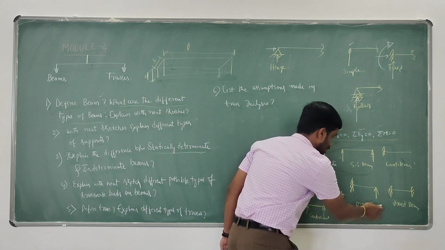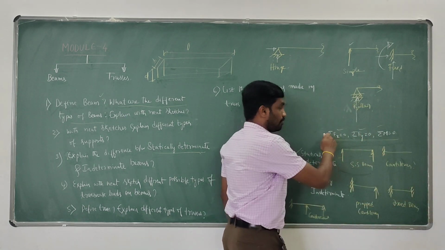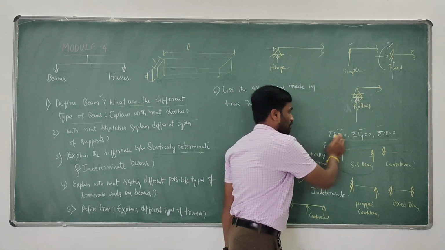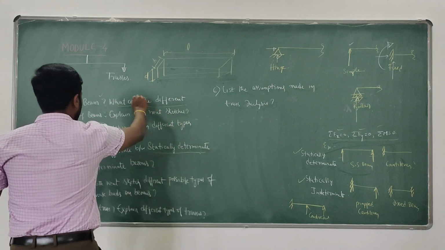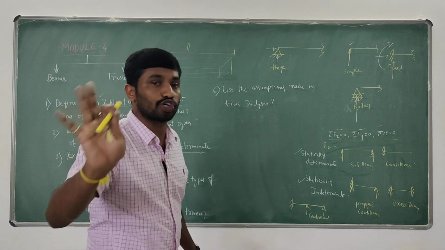Example, propped cantilever. Here 4 unknowns, available equations are only 3. Here 3 plus 3 is 6, available equations are only 3. Here 3 plus 2 is 5, available equations are 3. So this is the answer for this particular question. Explain with neat sketches. This is a very important question.